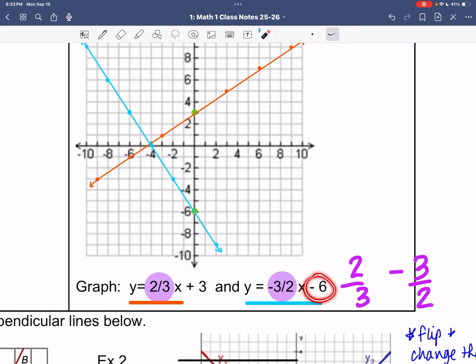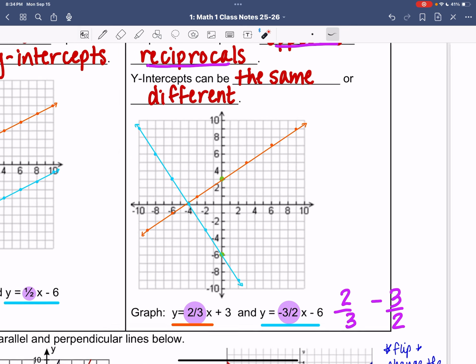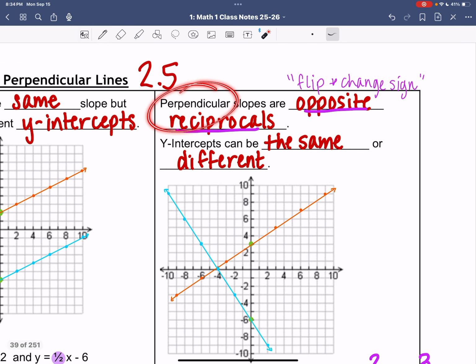So we're going to start at -6, and we're going to go down 3 to the right 2, or you can go up 3 to the left 2. So up 3 to the left 2. And if you notice, they intersect and they actually end up forming a right angle at their point of intersection. So if it is flipped and you go from a positive to a negative, then they are perpendicular.